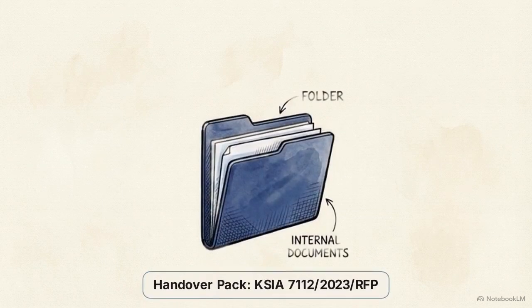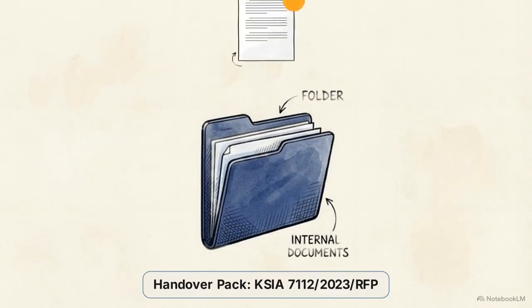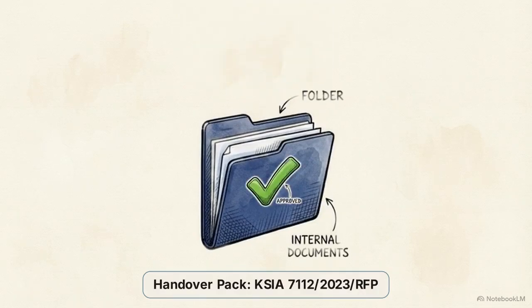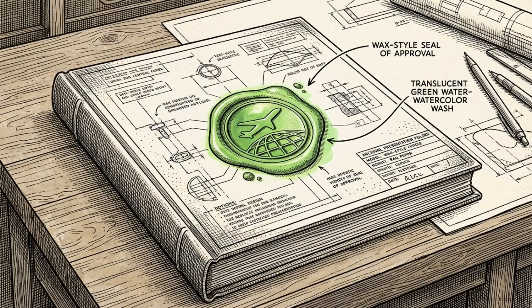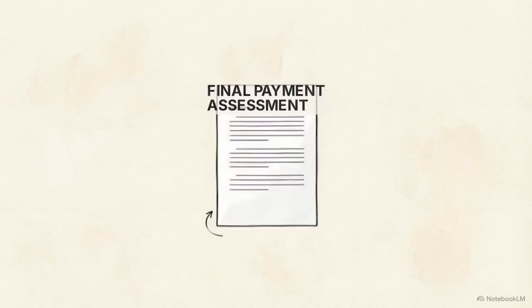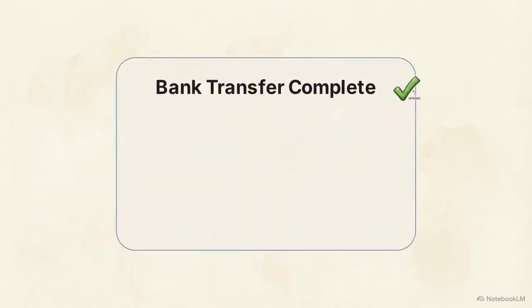According to Scope Section 6.10, your handover pack must contain specific proof of compliance, including electrical, plumbing, fire, and HVAC certificates. Compiling an immaculate handover pack verifies that your work meets the specifications. This is required to accelerate the final payment assessment and the release of your 10% retention fee.